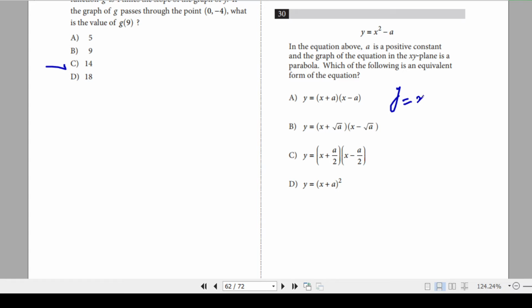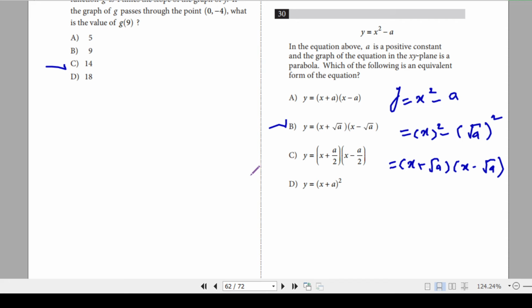y is equal to x square minus a. You can write it as x square minus under root a, whole square. Square will remove the under root sign. But now this is a square minus b square. Remember a square minus b square is (a minus b)(a plus b), or (a plus b)(a minus b). That's it. This is b. That was an easy question.